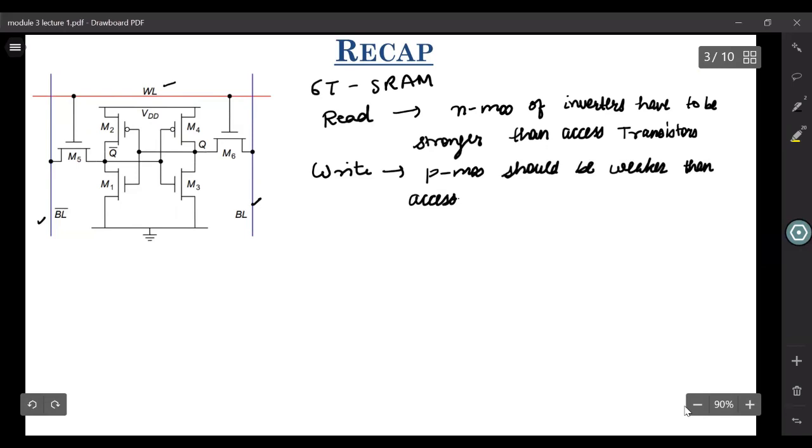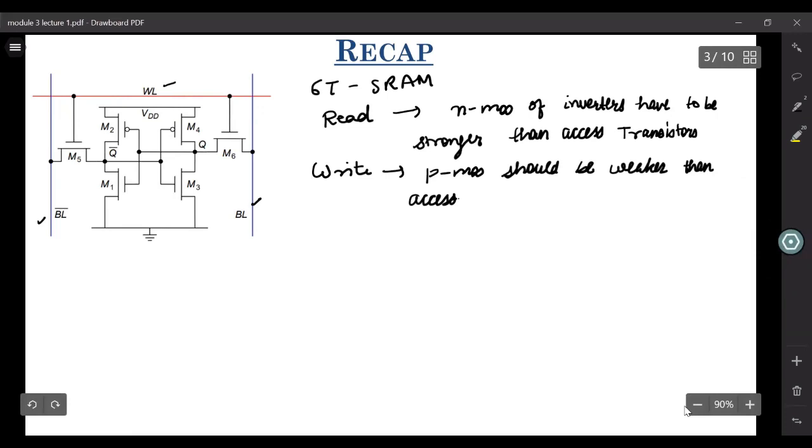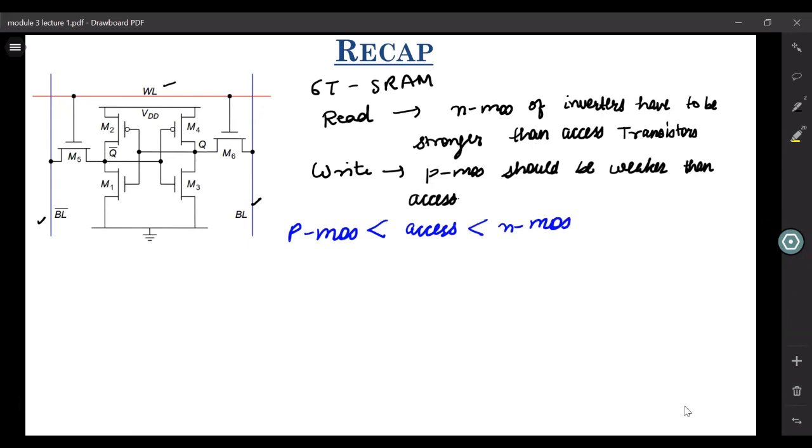So this led to a read-write conflict, and to resolve that conflict, how we size the different transistors in a 6T SRAM cell is, we take the strength of the PMOS transistor as the least. Then we make the access transistors more powerful than the PMOS, and we make the NMOS transistors most powerful. As a consequence, our 6T SRAM cell inverters are not symmetric. By symmetric, I mean that the PMOS and NMOS are not exactly matched in terms of strength.